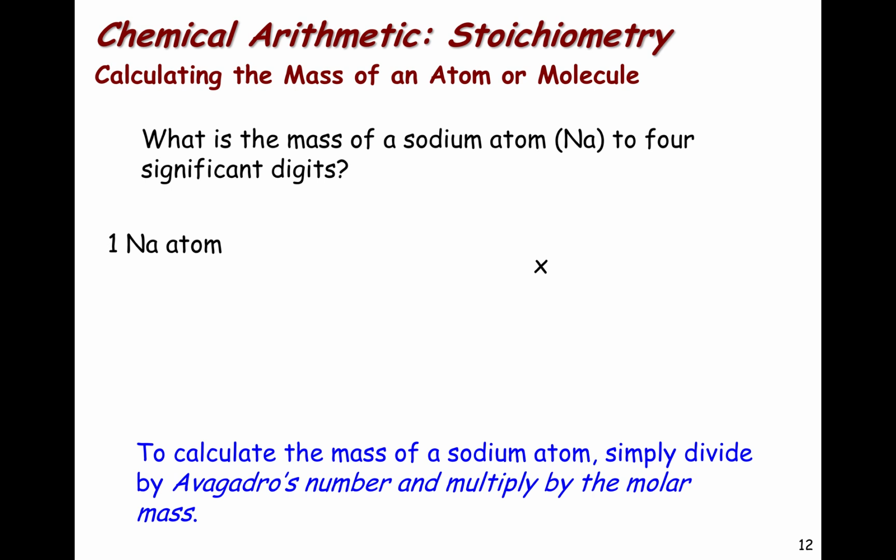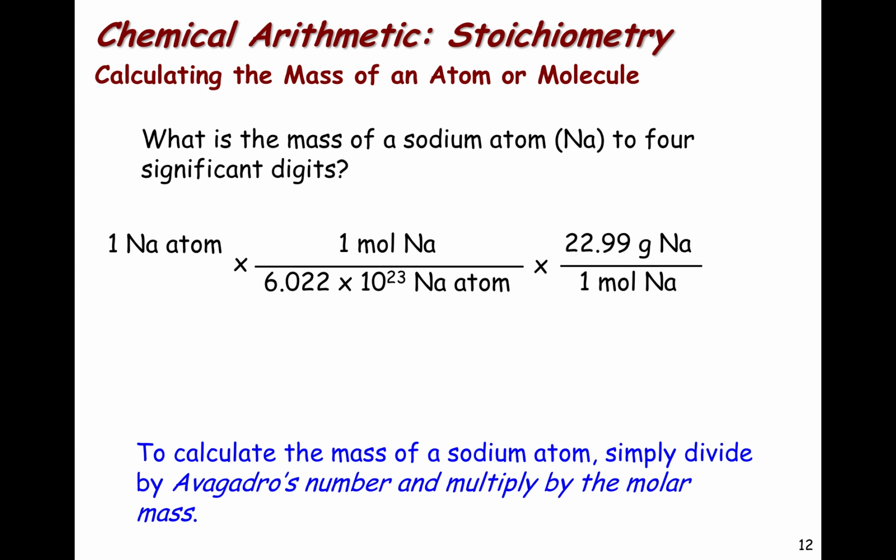So we start with 1 sodium atom. We now need a conversion factor that's going to cancel the sodium atoms as a unit, and so we use Avogadro's number. In our conversion factor, the sodium atom is in the denominator. That then requires that the mole of sodium atoms is in the numerator.